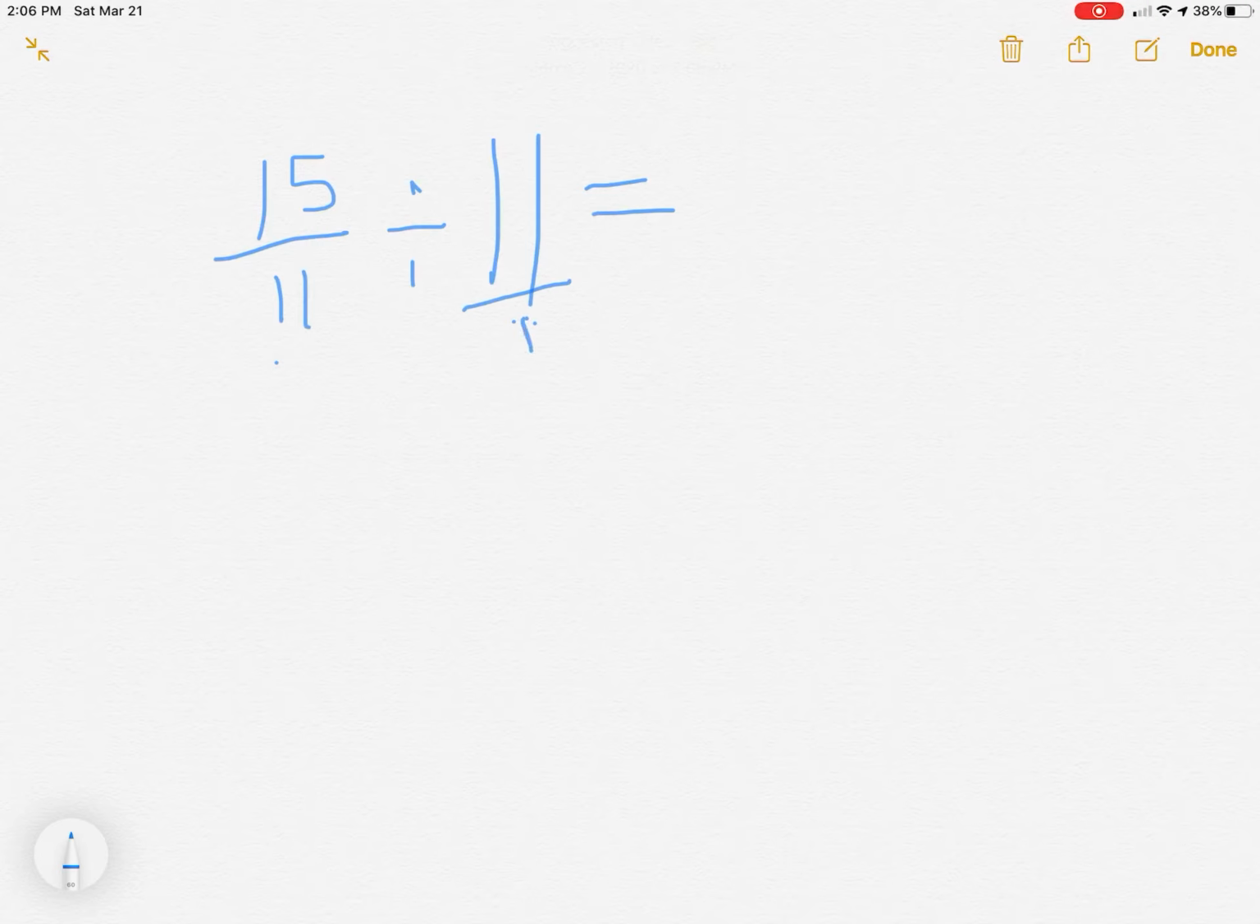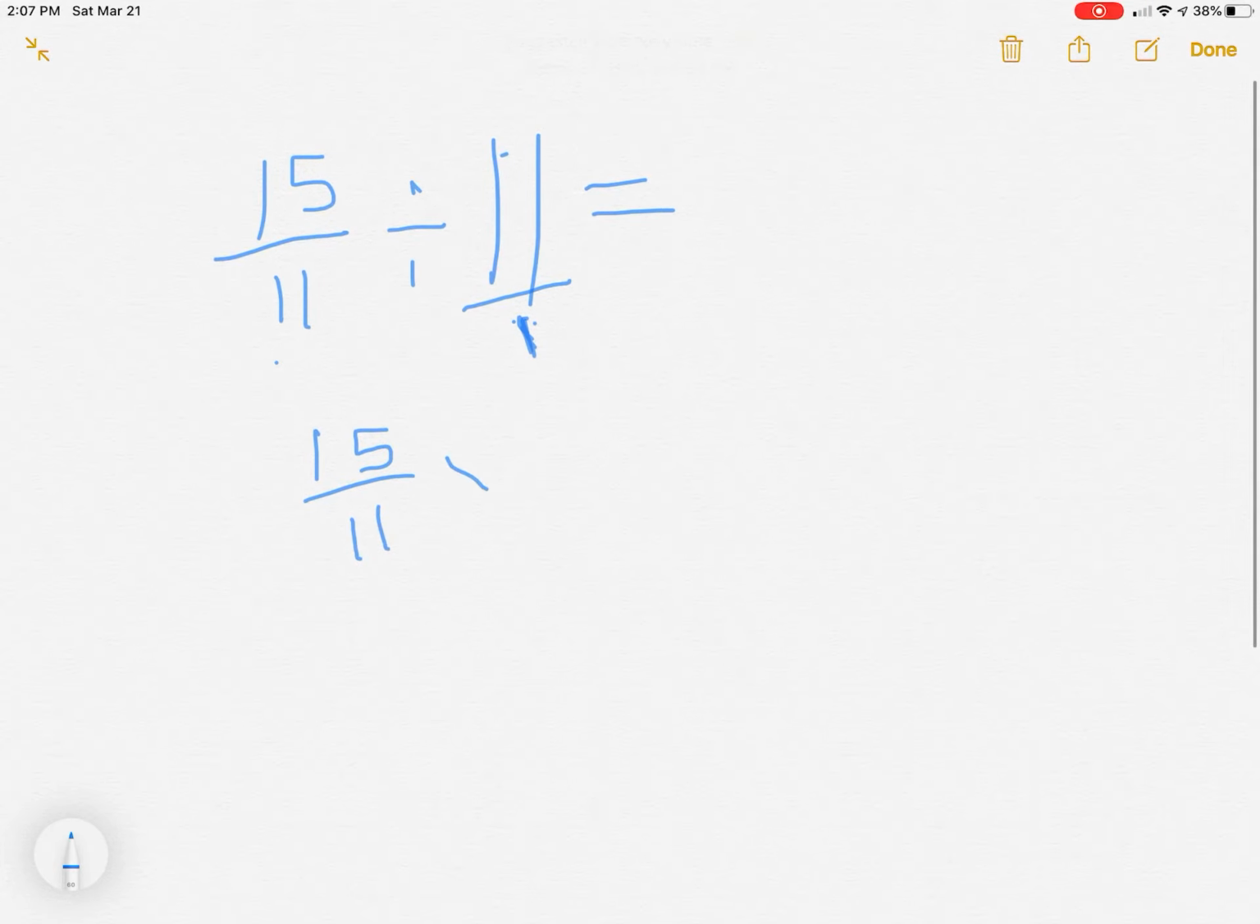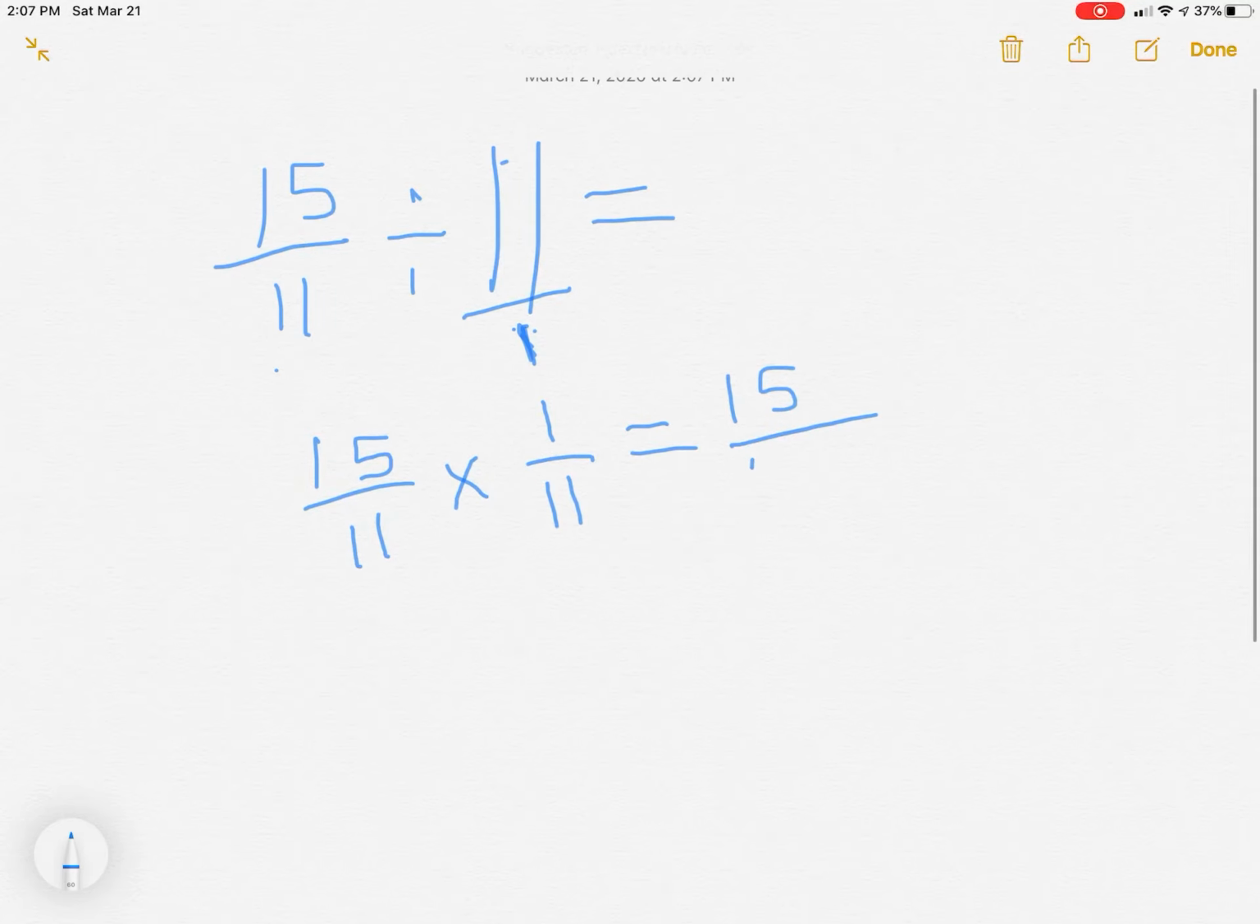So you can always put whatever the whole number is over 1. It's still the same number, 11. So it's going to be 15 over 11 times 1 over 11. Now I just multiply. So 15 times 1 is 15. 11 times 11 is 121. So there's my answer.